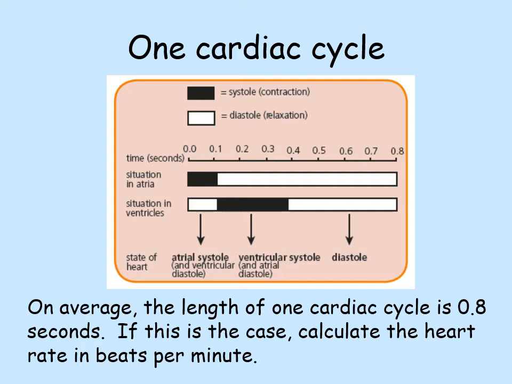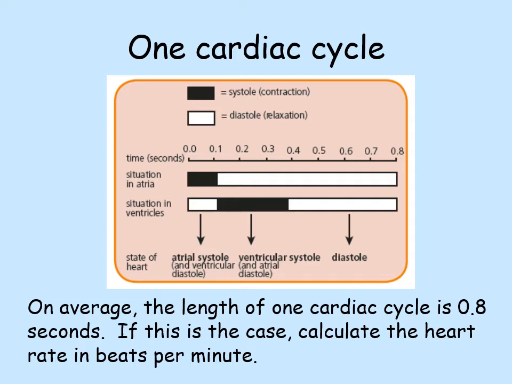So when we look at the times from 0 to 0.8 seconds, we can look at what's happening in the atria and in the ventricles at each stage of the cardiac cycle. In the atria, we can see that for the first 0.1 seconds, the atria are contracting, and then for 0.7 seconds after that, the atria relax. The ventricles are doing the opposite. For the first 0.1 seconds, the ventricles are relaxing, so filling up with blood.